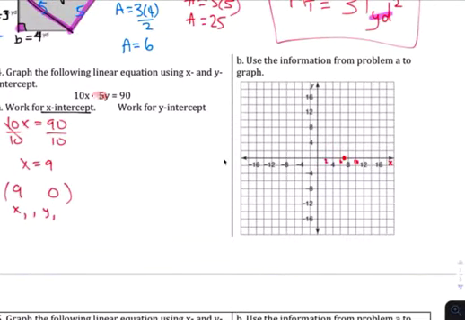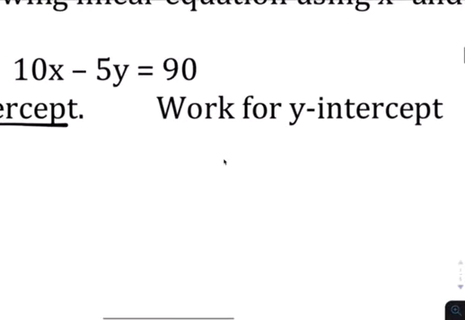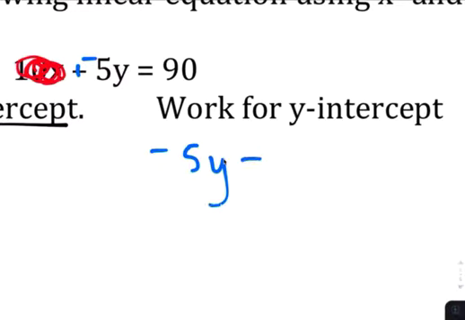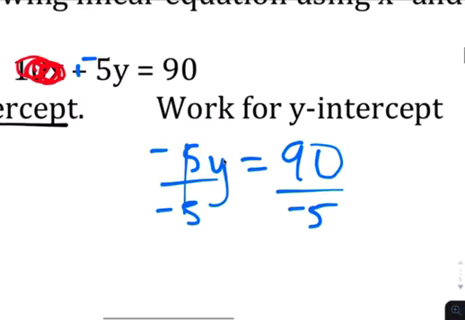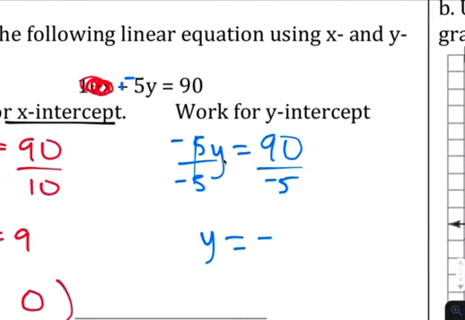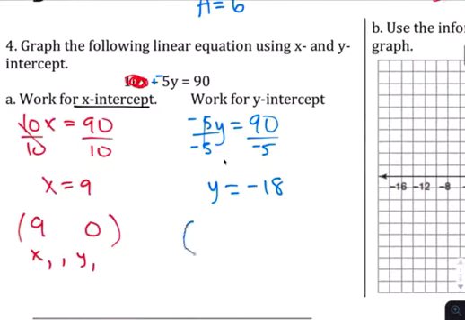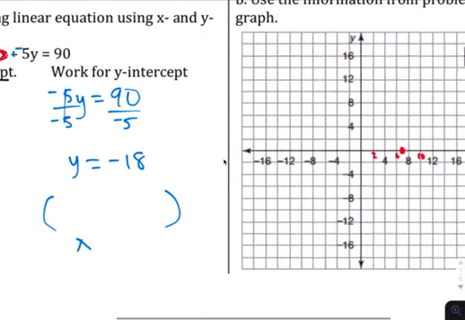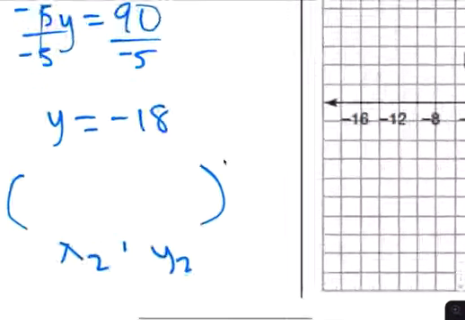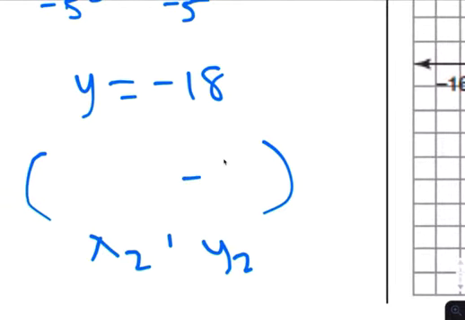For the y-intercept, you have to pretend that the x does not exist. So this doesn't exist. If you do the additive inverse, that's negative 5y equals 90. Divide by negative 5, divide by negative 5. Y equals, I believe, negative 18. So you have an ordered pair for your second point because you need at least 2 points to graph. X sub 2, y sub 2, and the negative 18 goes under y because this is a y.